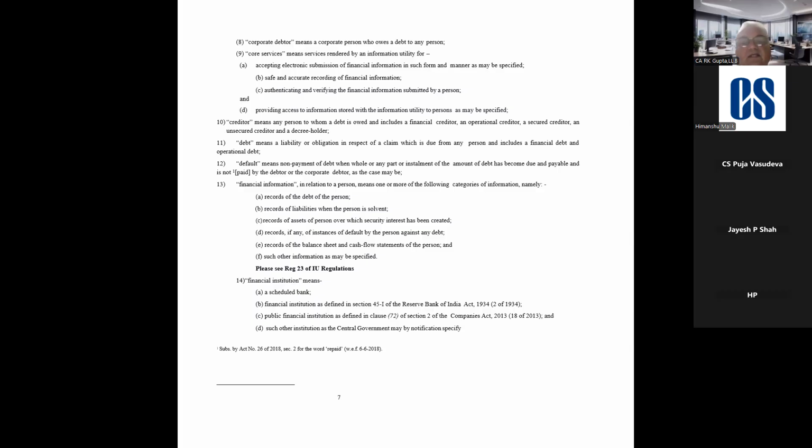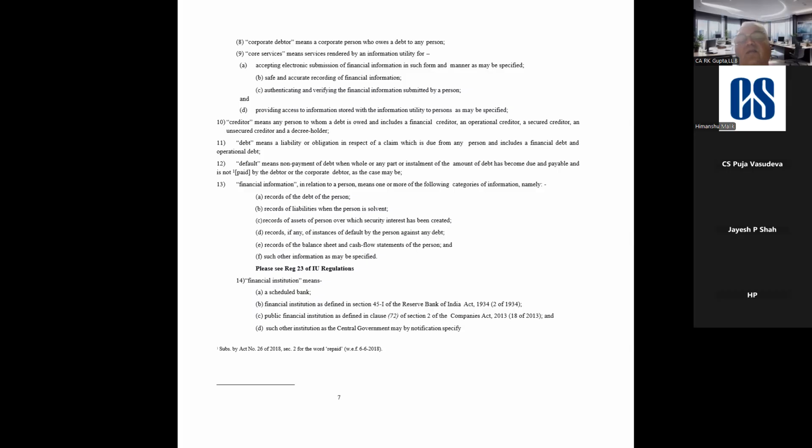So they say debt means a liability or obligation in respect of a claim which is due from any person and includes a financial debt and operational debt. And here in IBC, only those who have some financial debt or operational debt can initiate the IBC proceedings. And then default also.